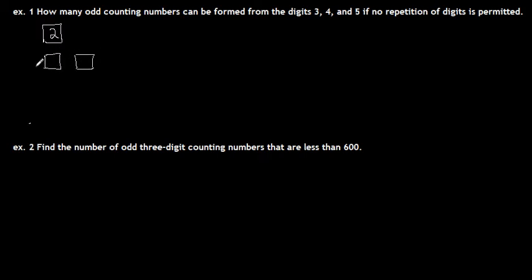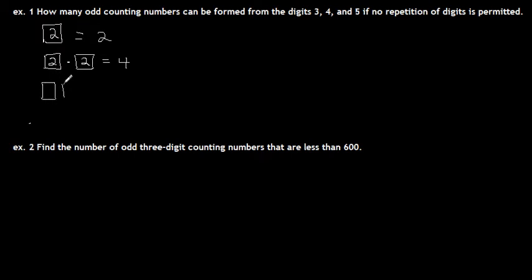Okay, now we have 2-digit odd numbers. If it's going to be an odd number, the second number has to be odd. So how many choices are there for odd numbers? There's only 2. We could either put a 3 here or a 5 here. How many numbers can we put here? Well, if we already used a 3 or a 5, there's only 2 numbers left that we could put here. Remember we multiply between there, so there's going to be a total of 4 2-digit odd numbers.